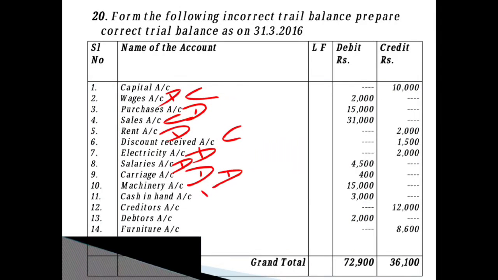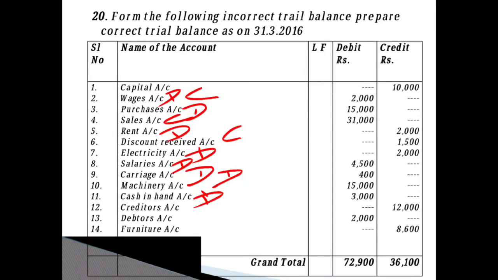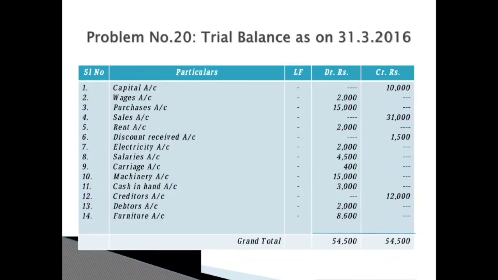The next you have cash in hand, which you had to record debit again because it is an asset, 3,000, so cash in hand debit column 3,000. The next you have 12th one, creditors, which you had to record credit side 12,000, so creditors account credit column we have recorded now 12,000, okay.